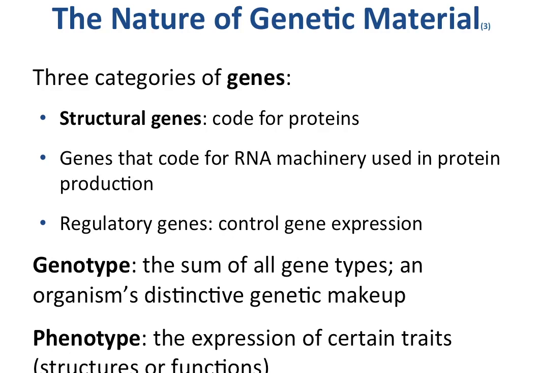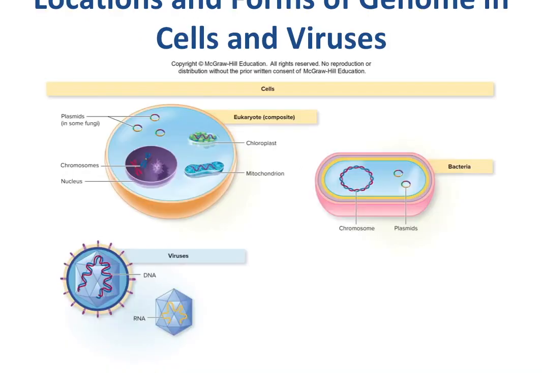Genotype is all the genes. This is the genetic makeup. If the information of the genome is expressed to make the proteins and the features of the living organism, the features and traits are called the phenotype. It's the expression of the trait. So we can see here.